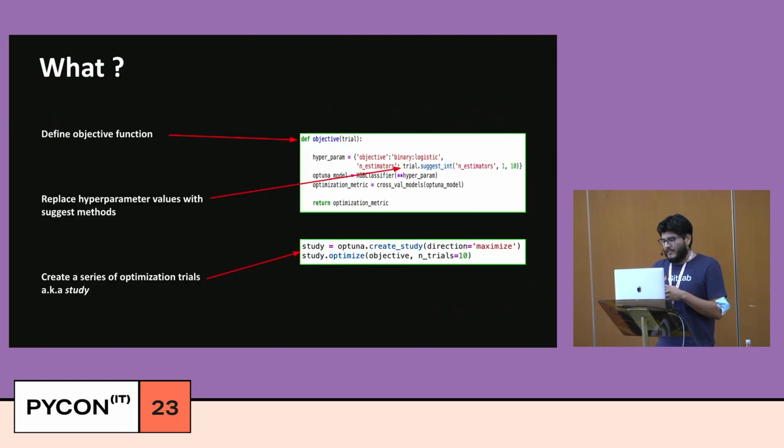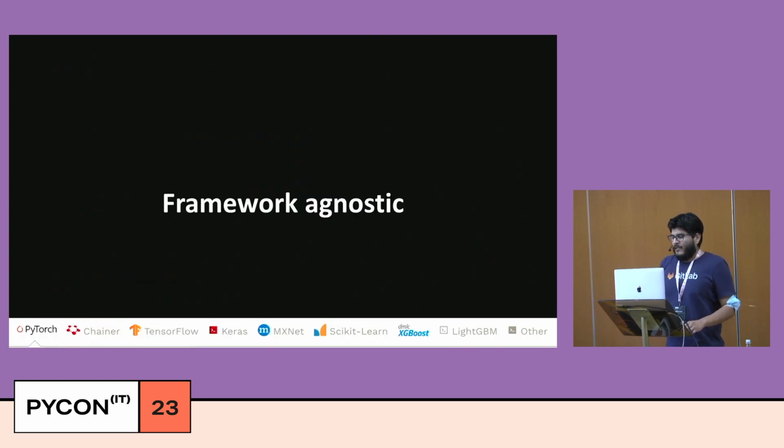And in more detail, we define the objective function, which is the main wrapper, after you import Optuna. When you rewrite your code, you replace the hyperparameter values with the suggest method, and then you create a series of optimizations. That is what in the Optuna jargon is called a study. And with this study, we have the function optimize, where we pass this function because this is the function that we want to optimize, and we tell it in which direction. Do we want to maximize this value? In this case, I was talking about accuracy, so I want to maximize it, or you might want to minimize it as well.